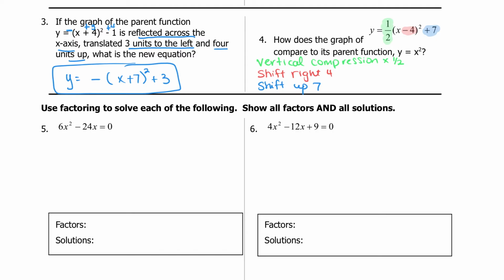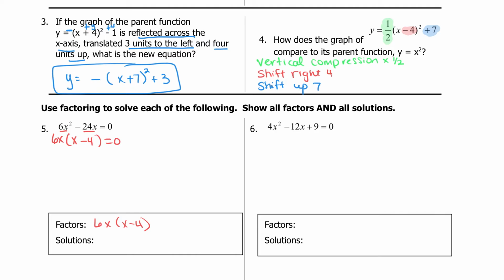Okay, on this next group, we're going to use factoring to solve, and then we want to use our factors to find the solutions. So on the first one, remember when you're factoring, you always want to look for a GCF. Well, this one has a GCF of 6x. If I divide everything by 6x, when I divide this by 6x, I have x. When I divide this by 6x, I have a minus 4. Now, because I have nothing squared left over, these are my factors. So 6x times (x - 4), those are my factors.